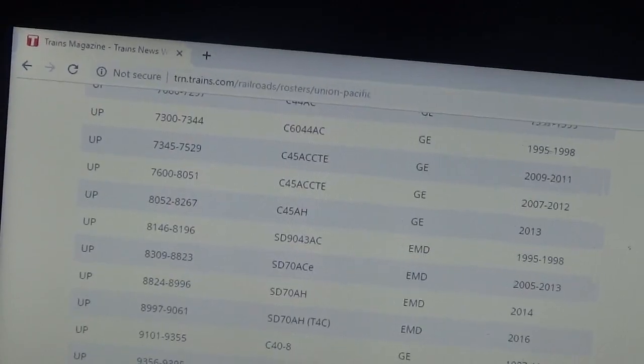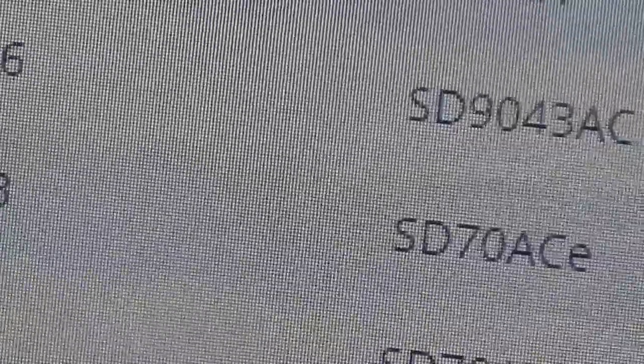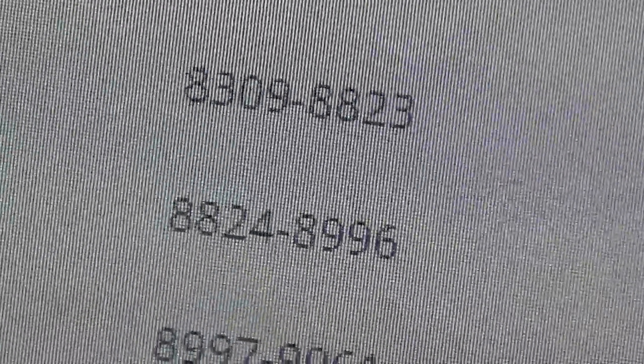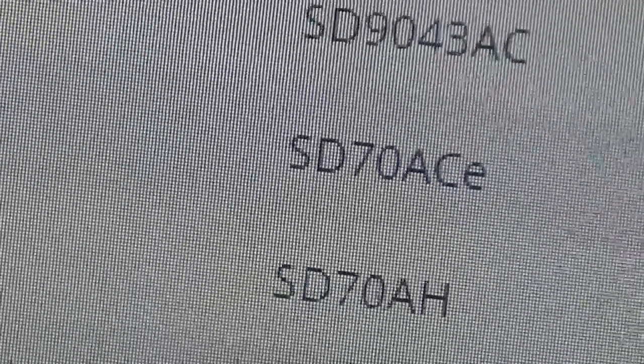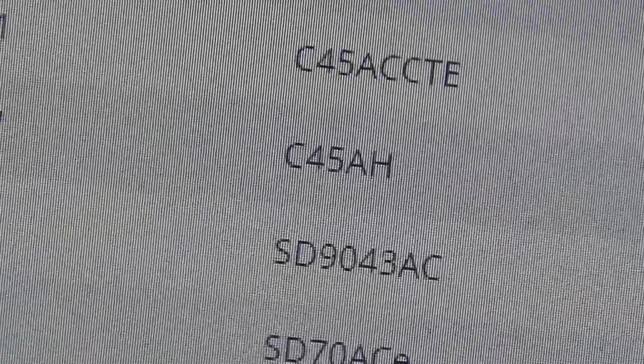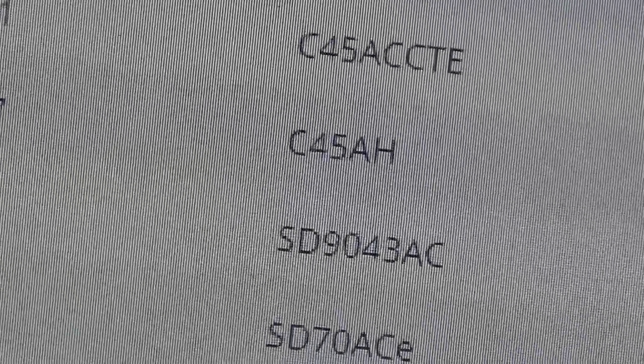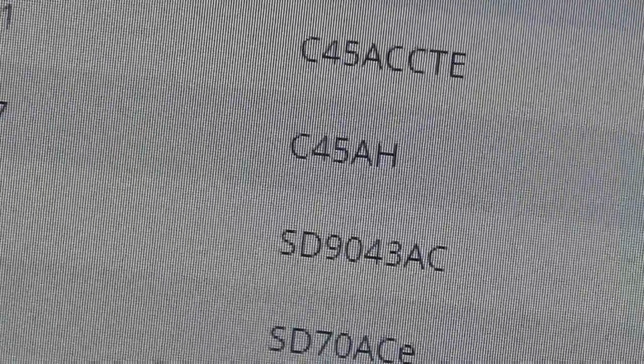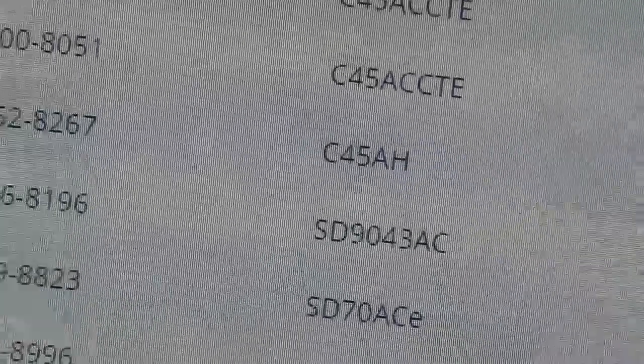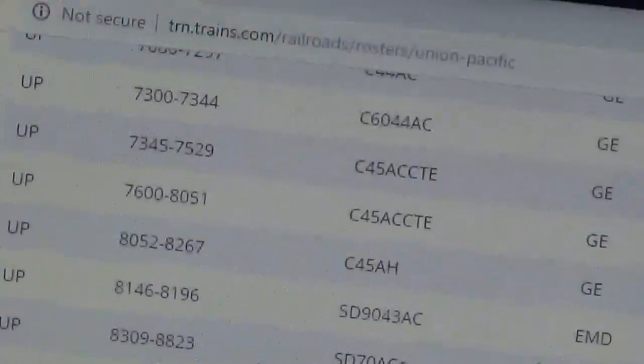But anyway, once you get to the 8000 series, you start off at a C45AH locomotive. Then it goes down to the SD9043AC locomotives. And then 8309 to 8823 are SD70ACEs, and 8824 to 8996 are SD70AH. Yes, there's a difference between those two locomotives, and we will talk about these kinds of locomotives later.